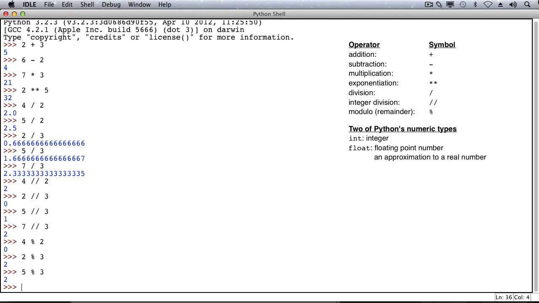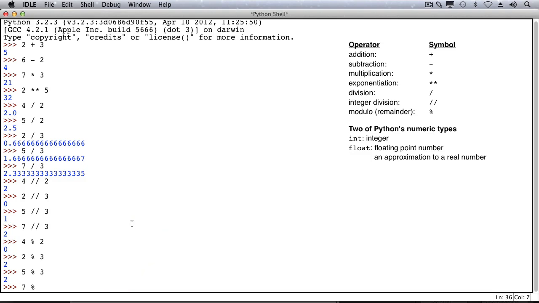So again, as a review, we can think of 5 divided by 3, rewriting that as 1 2/3. When we do 5 divided by 3, we get this whole number 1. When we do 5 mod 3, we get this 2, the numerator of the fractional part of the result.